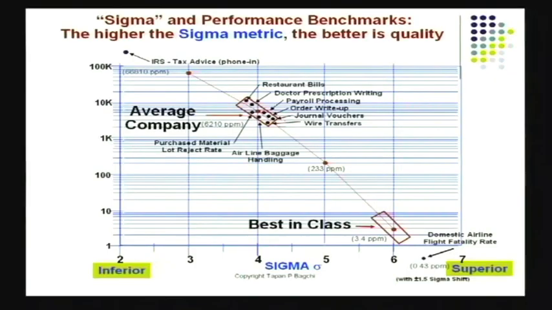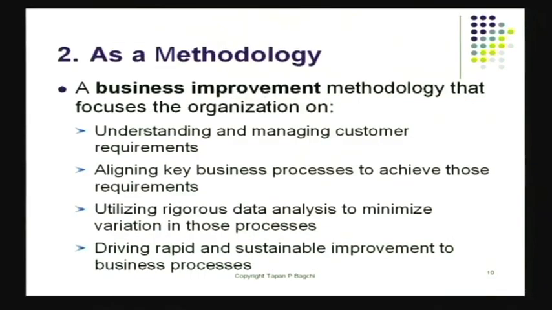We're going to be seeing how we can take a process which is not so good and gradually move it towards 6 sigma. We'll walk through the process. 6 sigma is a methodology. It's a business process improvement methodology. It's a process improvement methodology.